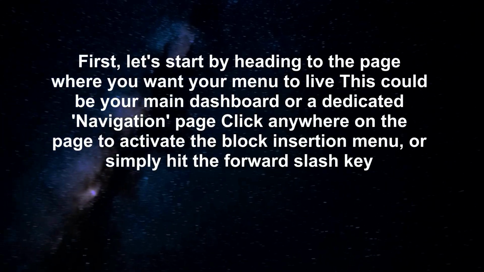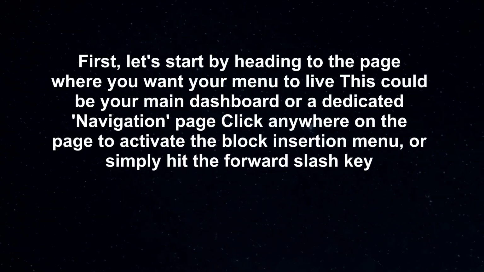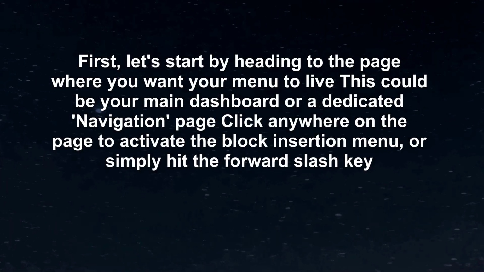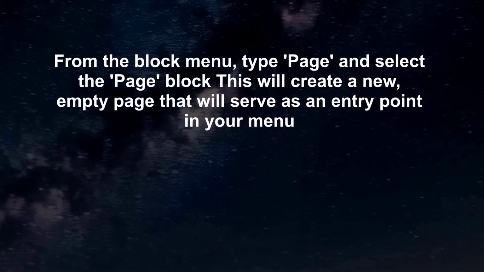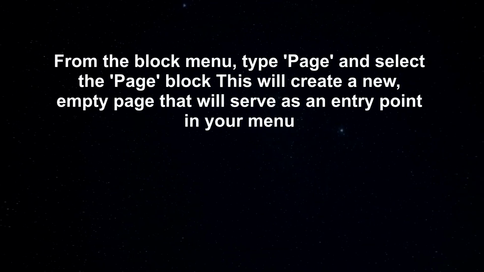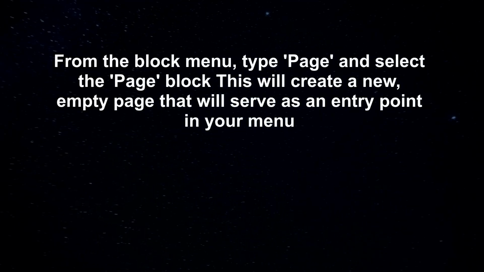Click anywhere on the page to activate the block insertion menu, or simply hit the / key. From the block menu, type page and select the page block. This will create a new, empty page that will serve as an entry point in your menu.